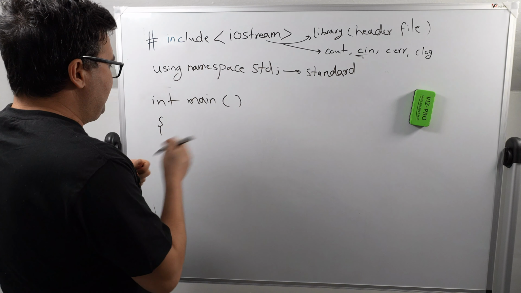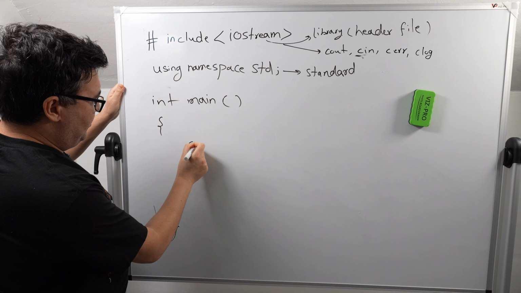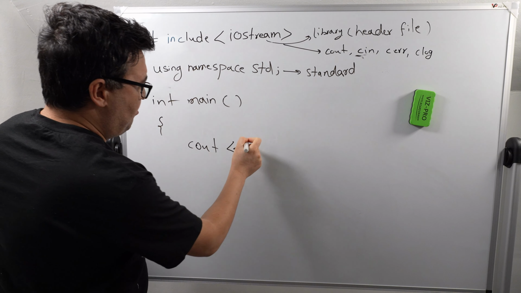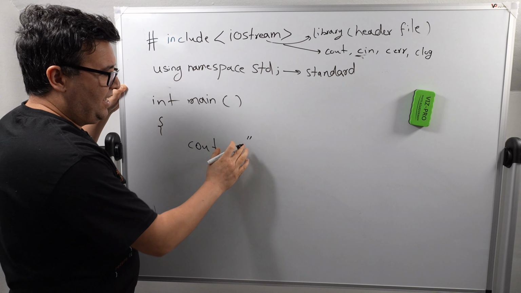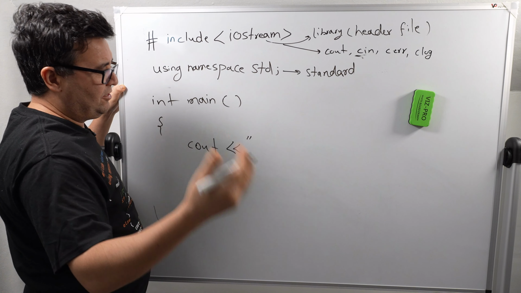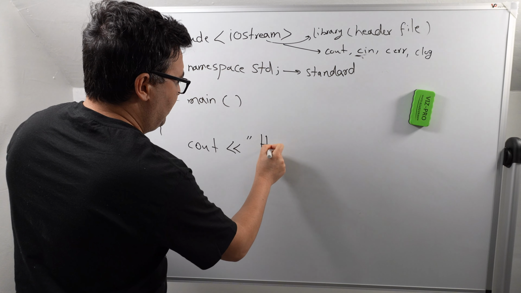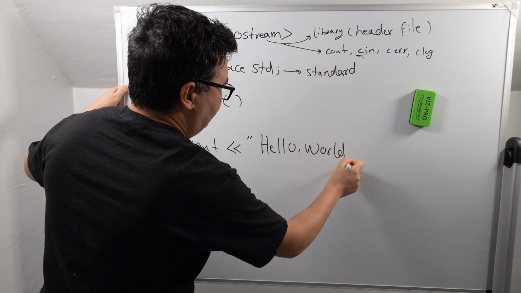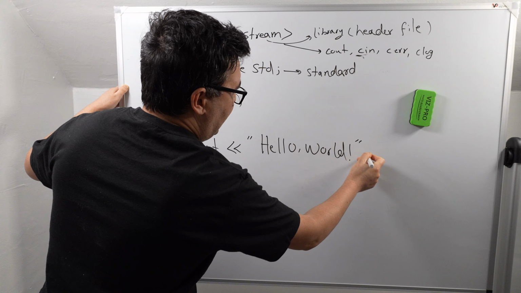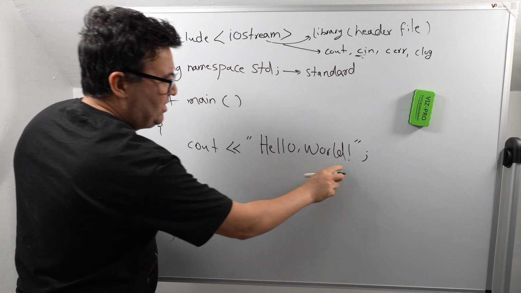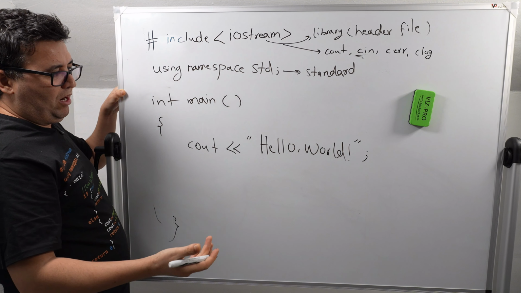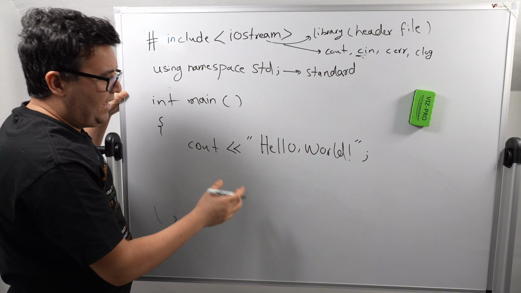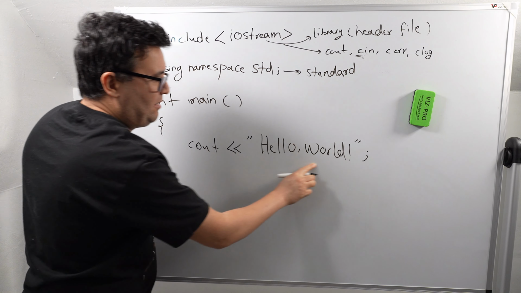So inside the main function, I print out hello world. I write cout, then the insertion operator, because I want to print a text. A text or a string should always be inside double quotes. So I write here hello world. At the end, a semicolon. Every statement in C++ should end with a semicolon. Every C++ command should end with a semicolon, and this line is called one statement.